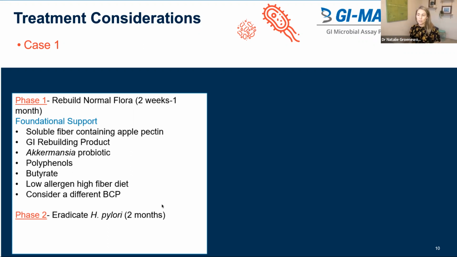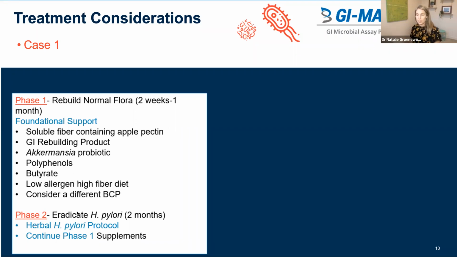So we really need to focus on getting rid of that H. pylori once we can rebuild some of that normal flora. So in this patient, I would choose an herbal H. pylori protocol just because we have that deficiency. I'm not opposed to antibiotics when indicated. But in this patient, I would prefer an herbal protocol. And I always continue phase 1. I always continue my foundational support throughout my whole treatment.